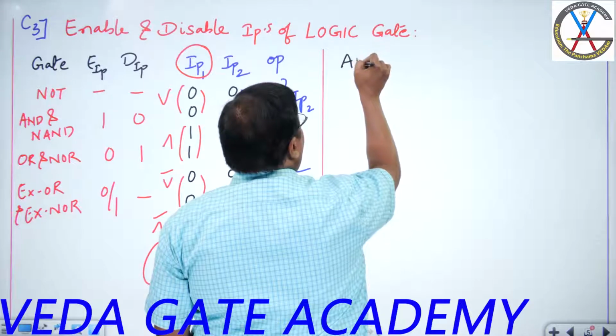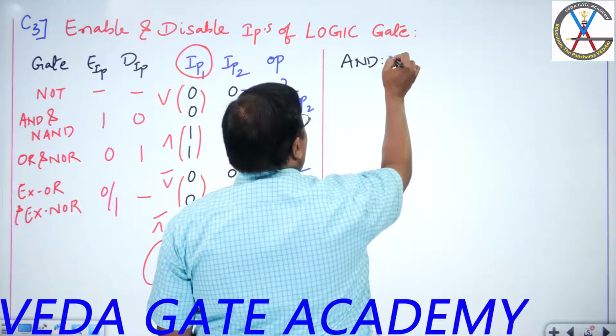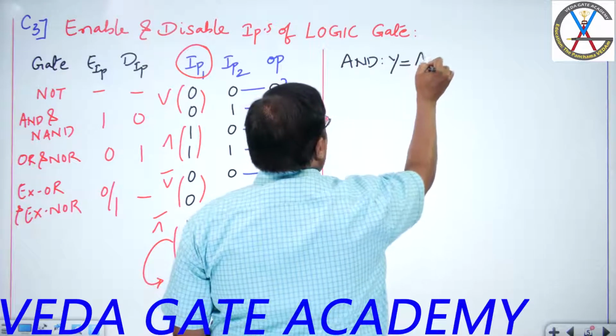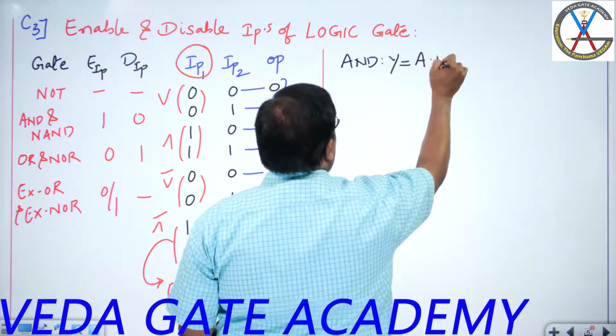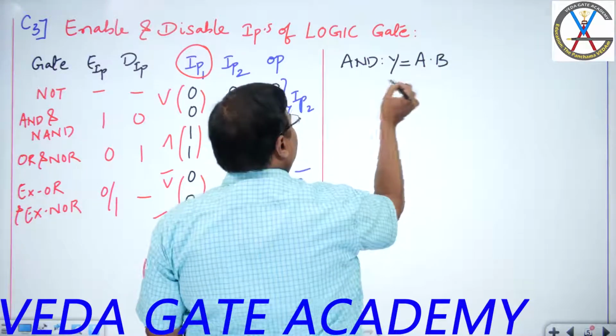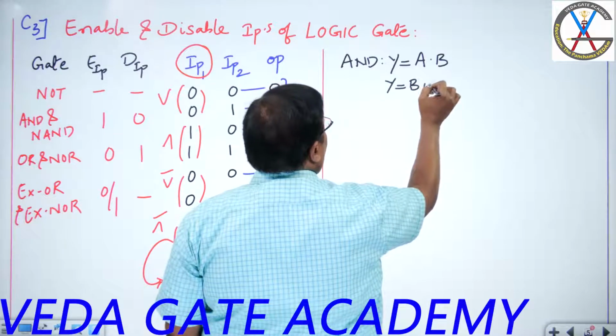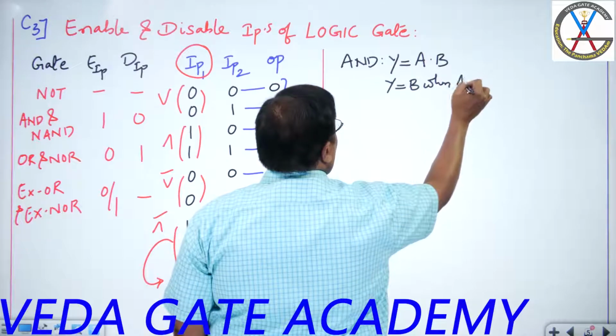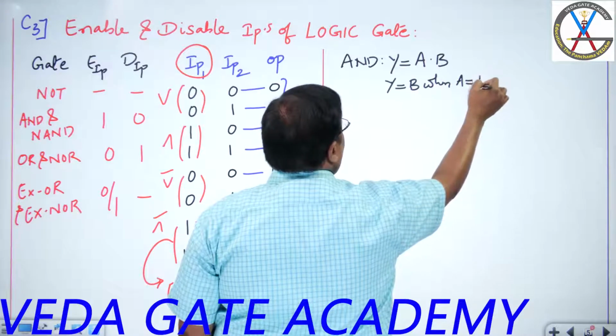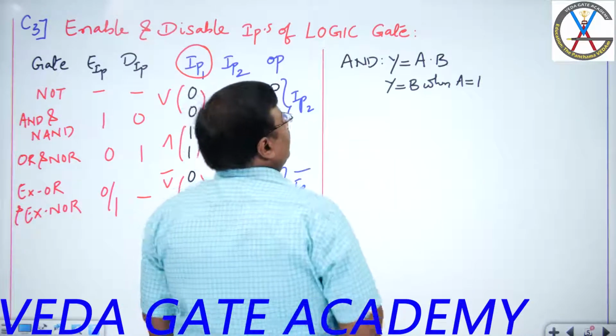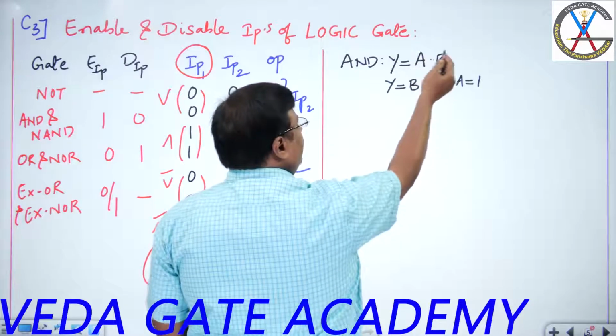AND gate. Y is equal to AB. Can I say Y is equal to B when A equal to 1? Yes, it is. When A is 1, Y is B. 1 into B equal to B.